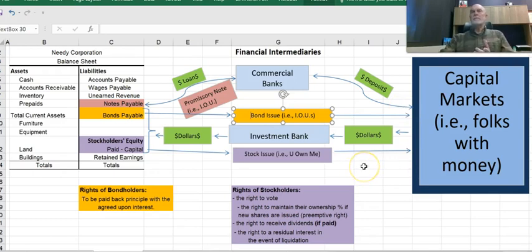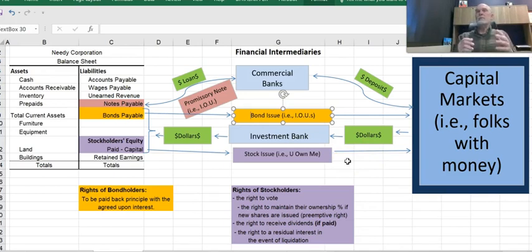On the other hand, it could be that a needy corporation has decided to issue stock. If they issue stock, then these investors are not loaning money, but they're actually purchasing a piece of the company. They're purchasing a share of stock, and they now own a piece of the company.